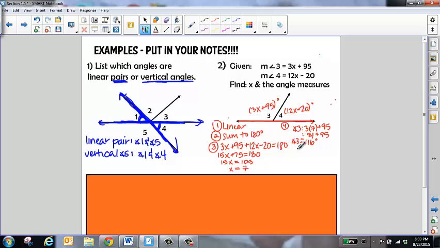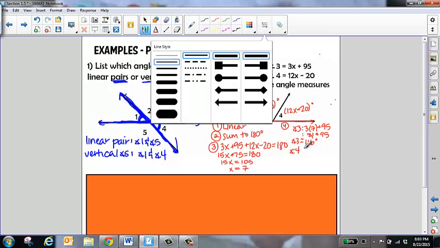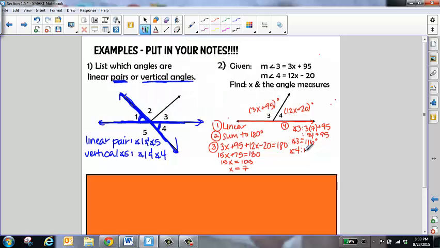116 degrees. Now angle 4, again, you can just substitute in that 7. So angle 4, we've got 12 times 7 minus 20. So this is going to give us 84 minus 20. So angle 4 is going to be equal to 64 degrees.